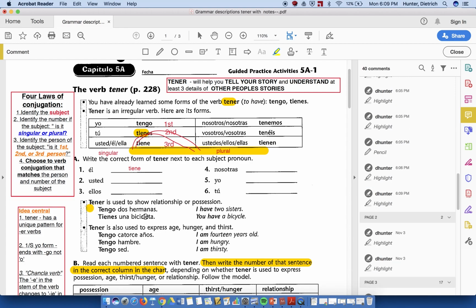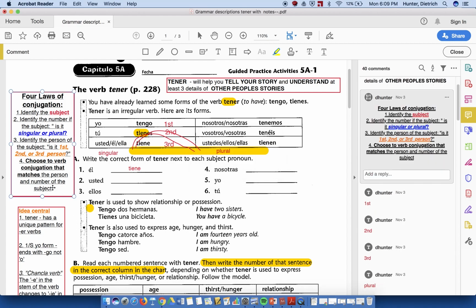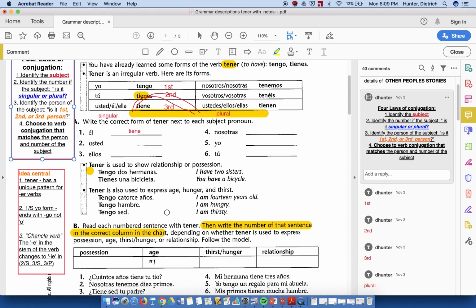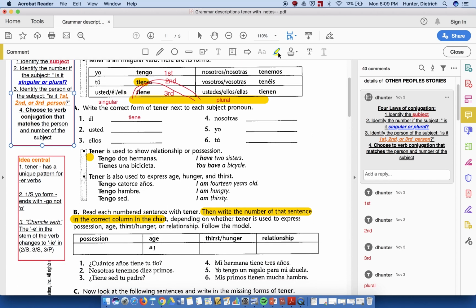So what we want to do now is push forward into the practice. Dice, write the correct form of tener next to the subject pronoun. Again, these are easy using the subject pronouns, just simply match them. I've done the first one for you. We're moving on. Acá dice, tener is used to show relationship or possession.